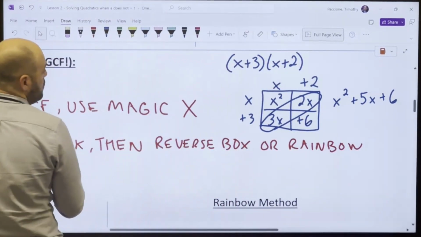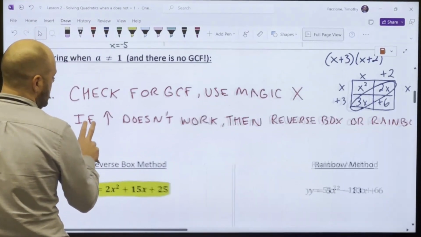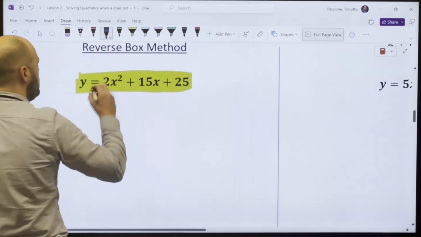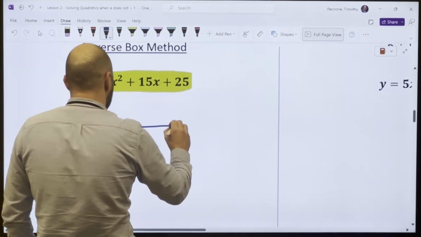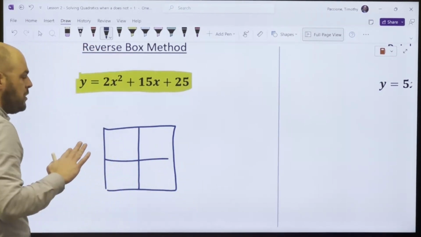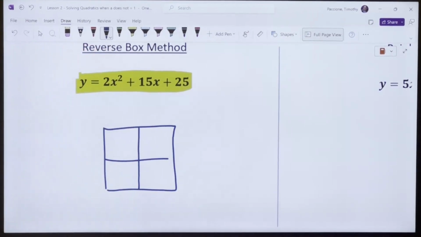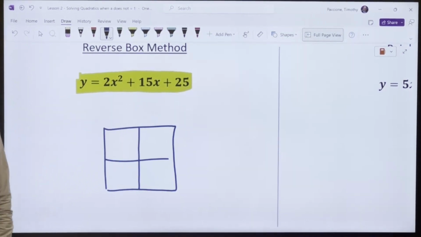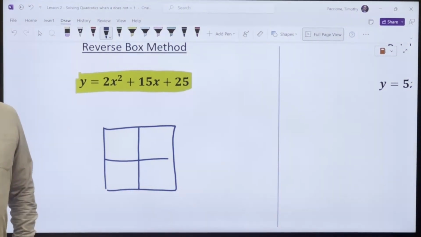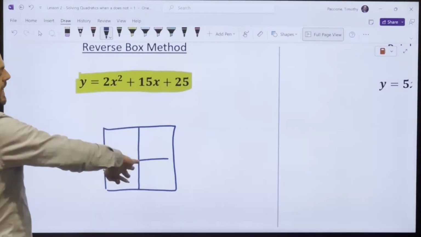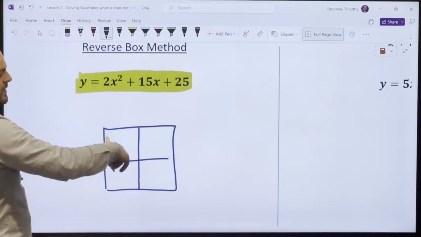So what we're going to do now is reverse box method, okay? So what we're going to do is we're going to build a box. And there's pieces we can fill in, right? We're trying to find the things on the outside, but we got to fill the inside in first. What do you think we could fill in here? We know that this is the equation that's going to end up in there. What's always going to go here?